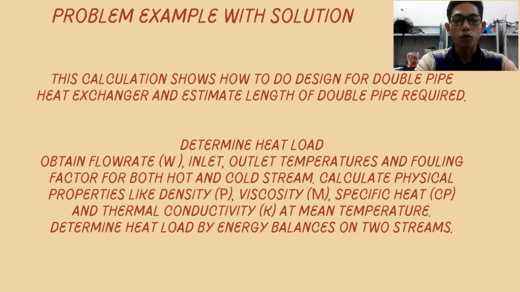Problem example with solution. This calculation shows how to design a double pipe heat exchanger and estimate the length of double pipe required. Determine heat load: obtain flow rate, inlet-outlet temperature and fouling factor for both hot and cold streams. Calculate physical properties like density, viscosity, specific heats, and thermal conductivity at mean temperature. Determine heat load by energy balance on flow streams.